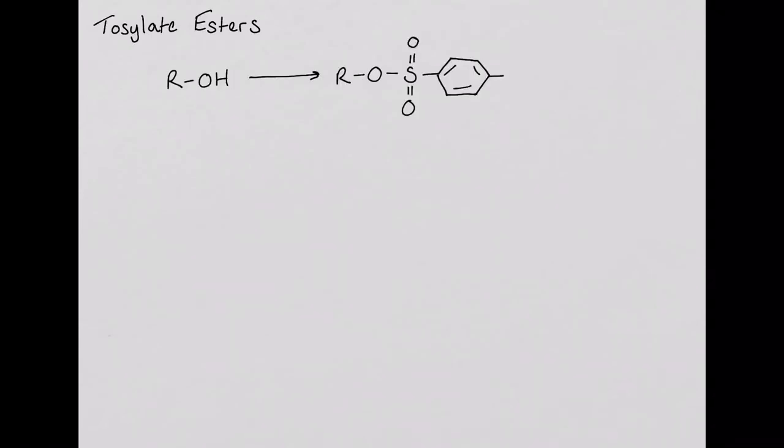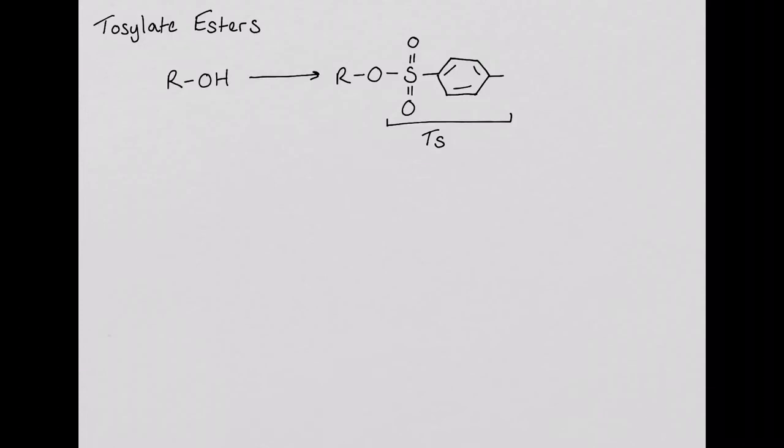The most common strategy for making an alcohol into a better electrophile uses something called a tosylate ester. Tosylate esters make an alcohol into a better electrophile without the use of acid, which could quench a good nucleophile. A tosylate ester replaces the proton that's typically found on an alcohol. This is the tosylate group. Tosylate is often abbreviated using Ts.